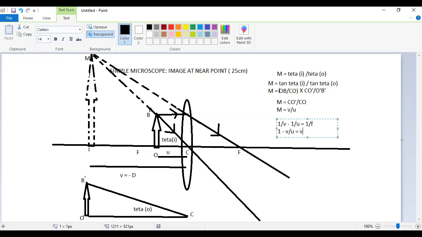I multiplied with V, so you can see what has come now: 1 minus V by U equals V by F. So 1 plus V by U is equal to V by F, and V by U is M. So you get the formula M equal to 1 minus V by F, which will be equal to 1 plus D by F, because the value of V is equal to minus D.